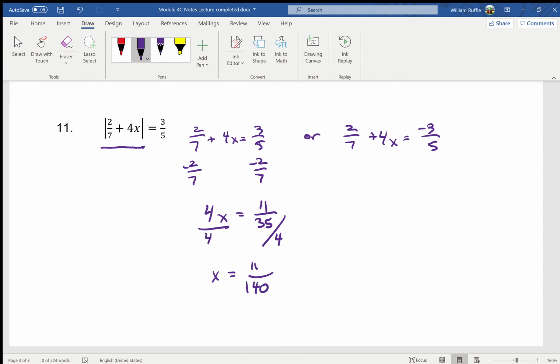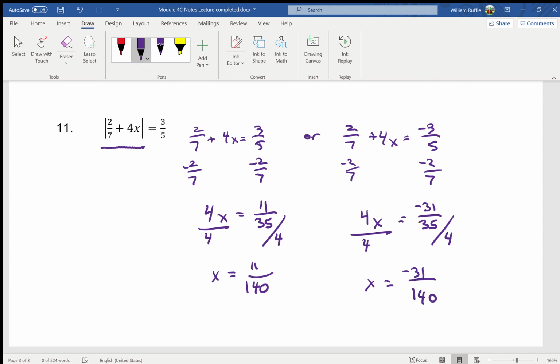Again, please let your calculator type this out here. Please make sure you understand how to do this. The next question, do the same steps. I subtract 2/7 from each side. I get 4x equals negative 31 over 35. And again, I'm going to divide each side by 4. Negative 31 over 35 divided by 4, so x equals negative 31 over 140.